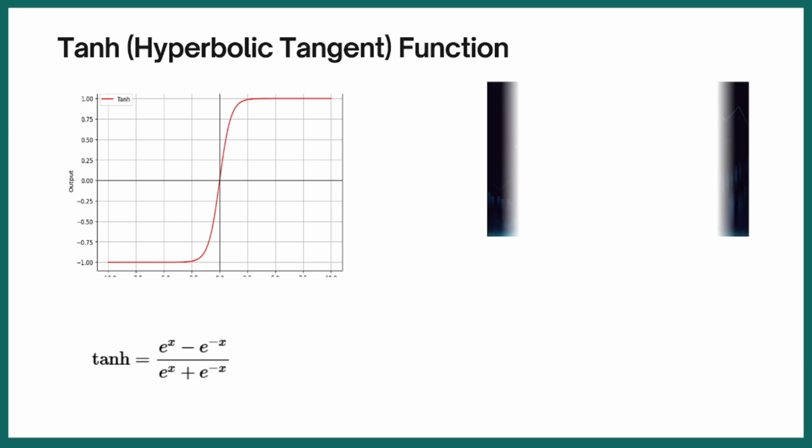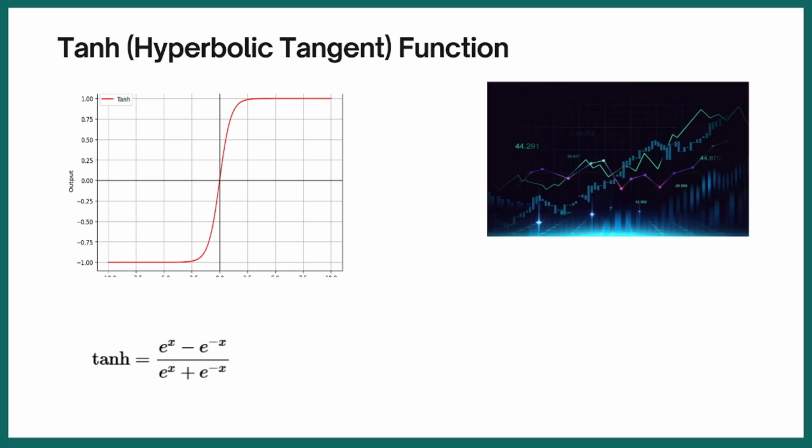For instance, you might use it to predict whether a stock price will go up, down, or stay the same. If the input is 1, the Tanh output will be 0.76. This means the stock price prediction is moderately positive.